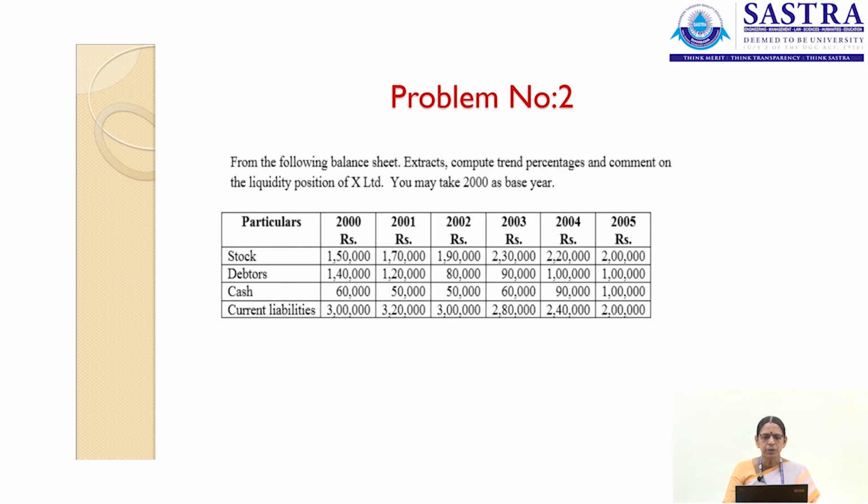Let us now see the second one. From the following balance sheet extracts, compute trend percentages and comment on the liquidity position of X Limited. Take 2000 as base year. 2000, 2001, 2, 3, 4, 5.